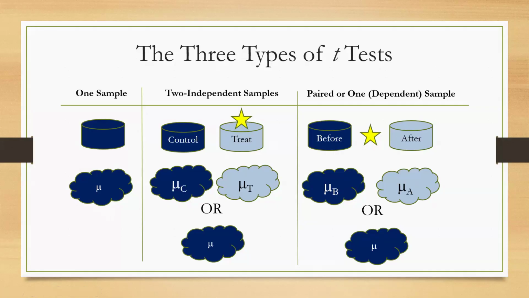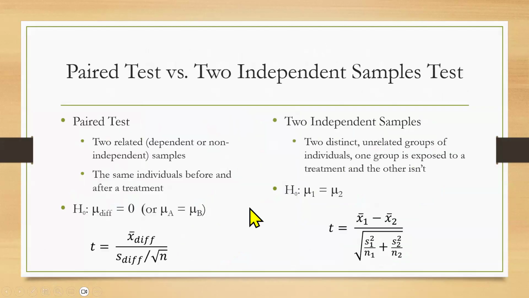All right. So we already did the equations to find the test statistic for the one sample. Let's look at what they are for the paired t-test and for the two independent samples t-test. All right, I've got paired on the left here, and then two independent samples on the right.